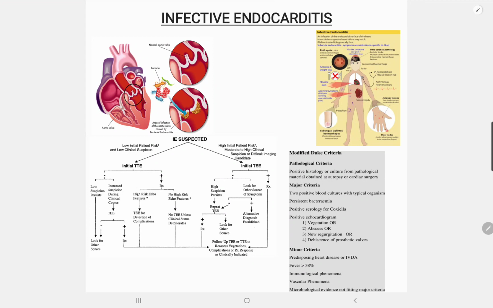Prophylactic antibiotics are sometimes given before certain medical procedures to prevent bacterial entry into the bloodstream in individuals at high risk. Maintaining good oral hygiene is important, as oral bacteria can be a source of infection. Managing and treating conditions that can lead to endocarditis, such as valvular heart disease, is crucial. Endocarditis is a complex condition requiring prompt diagnosis and appropriate treatment.